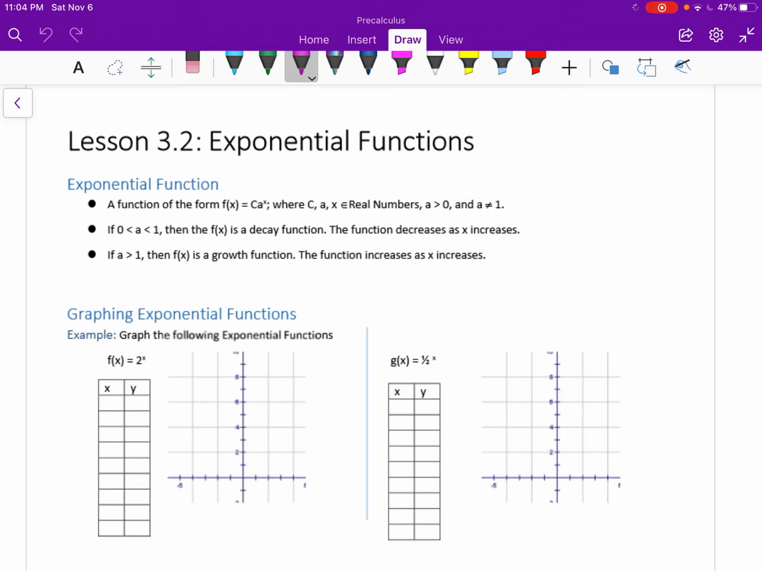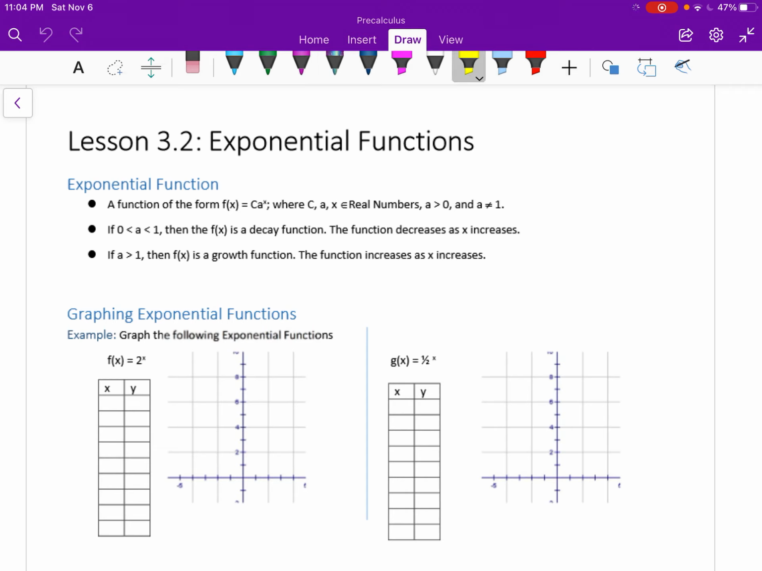We're going to go ahead and look at lesson 3.2, which is about exponential functions. There'll be two parts of this lesson. Here we will just look at the idea of exponential functions, and then we'll go ahead and look at an example of exponential functions with compound interest.